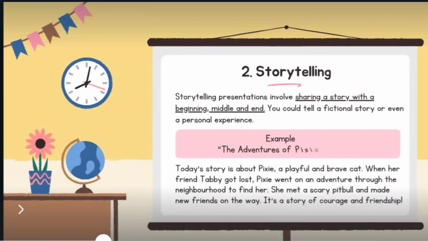Then here comes storytelling. Presentations involve sharing a story with a beginning, middle, and end. You could tell a fictional story or even a personal experience. Example, the adventures of Pixie the cat. Today's story is about Pixie, a playful and brave cat. When her friend Tabby got lost, Pixie went on an adventure through the neighborhood to find her. She met a scary pit bull and made new friends on the way. It's a story of courage and friendship.